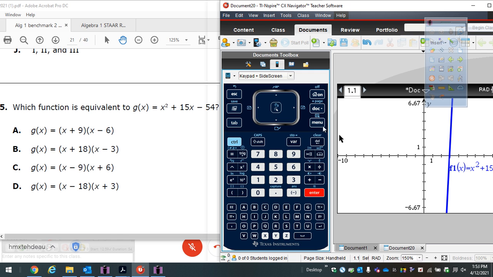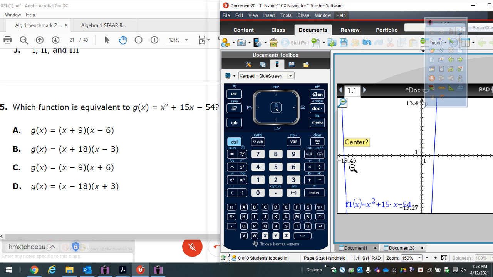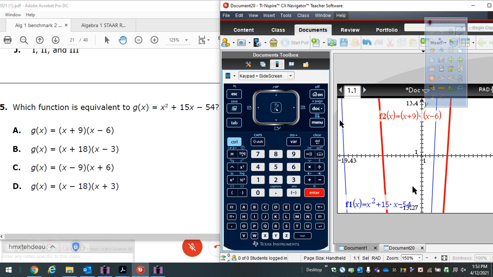Okay, what I'll do is actually zoom out so I can see it better. So there it is. Now I'm going to press tab and graph the next one real quick. Now don't put the g of x, guys, just put this parentheses stuff. That's not it. So I'm going to press tab, scroll up, delete this one.